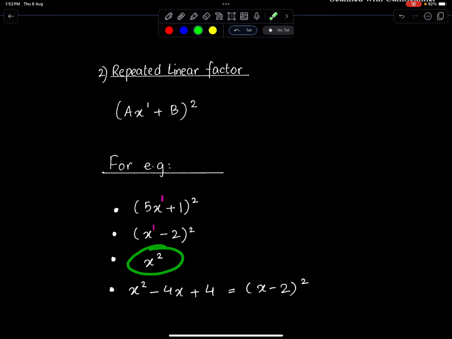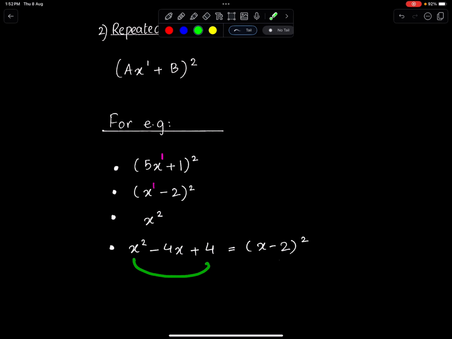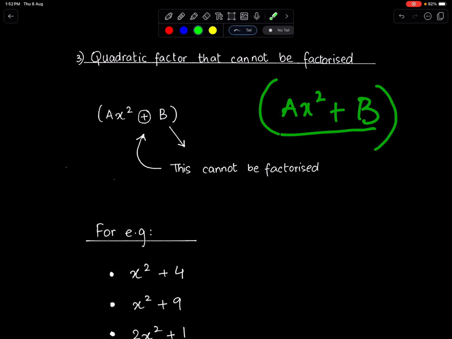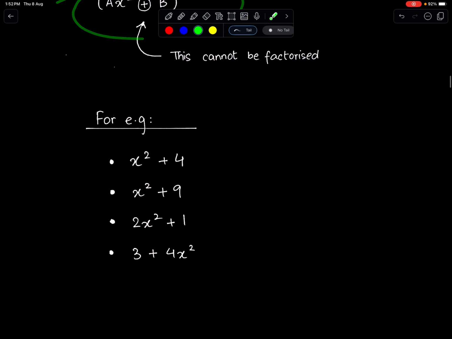So these are some examples. This is also a repeated linear factor. This can be factorized. So this is a repeated linear factor. Quadratic factor that cannot be factorized. When there is a positive sign between these two terms, then this can never be factorized because of this positive sign. So this is the generalized form of a quadratic factor. See, we cannot factorize any of these factors. So these are examples of quadratic factors. There must be a positive sign between two terms. One is a variable, the other is a constant.